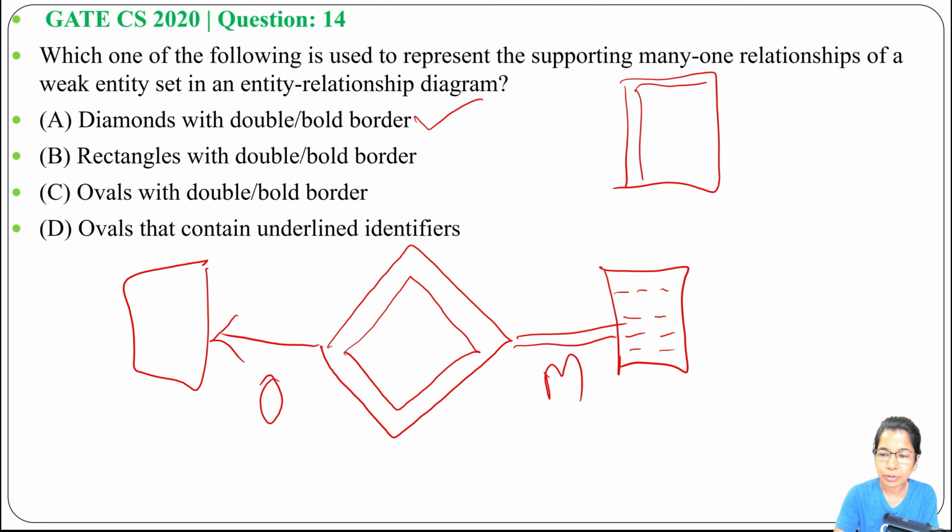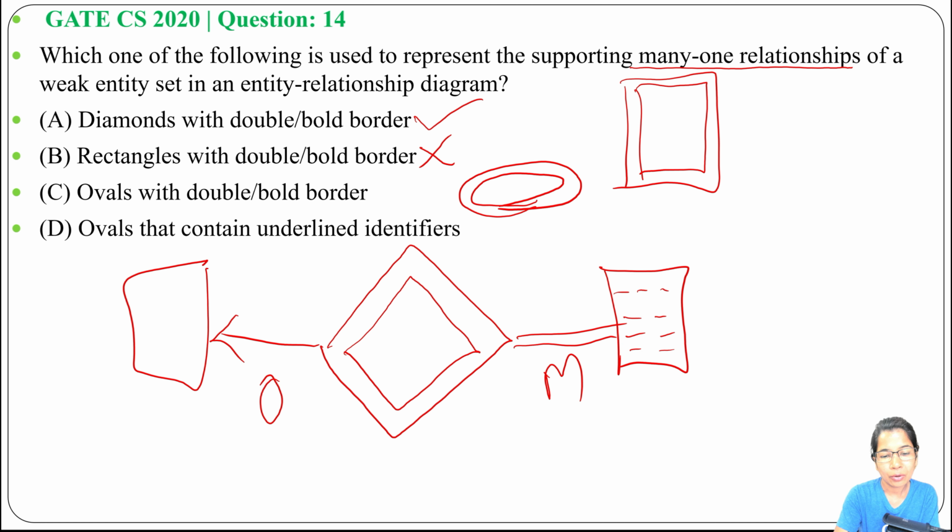This is used for weak entity set, okay? And this question is asking about what symbol we use for many-to-one relationship of weak entity set. Option B, rectangle, is for weak entity set, not for relationship. So this is false. Then oval with double or bold border. Oval is used for attribute, not relationship.